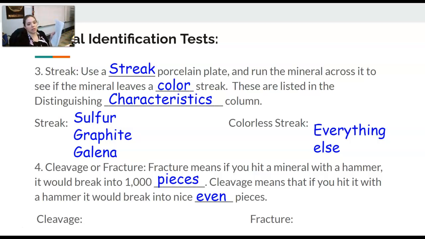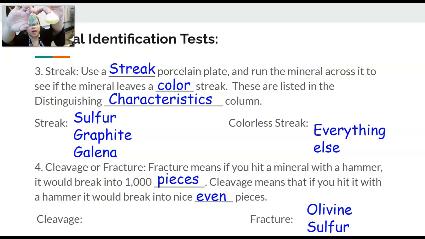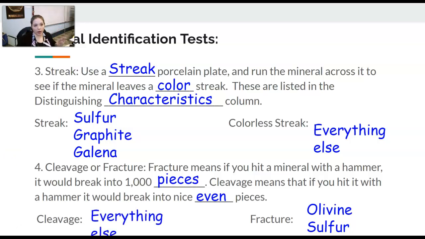So most of the ones that I gave you all have cleavage. There's only 2 that fracture. And if you look, sulfur and olivine are the 2 that do that. So the colored ones actually fracture. They break off into little itsy bitsy pieces. Everything else cleaves in some way or some form. So the other 8.